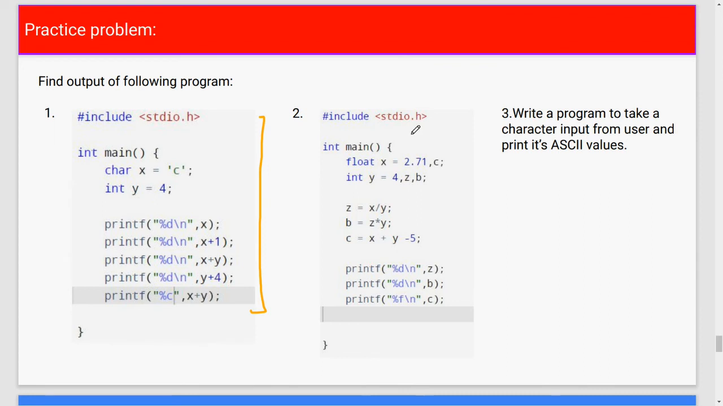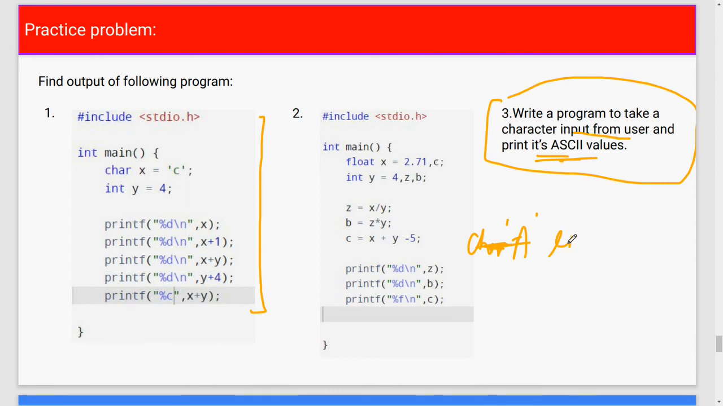and the third question is about writing a program to take input from the user and print its ASCII value. I wrote that you have a character, but it was predefined. Here you need to take input from the user, and you need to print the ASCII value of that particular character. So these are three basic, fairly simple questions that you can brainstorm on.